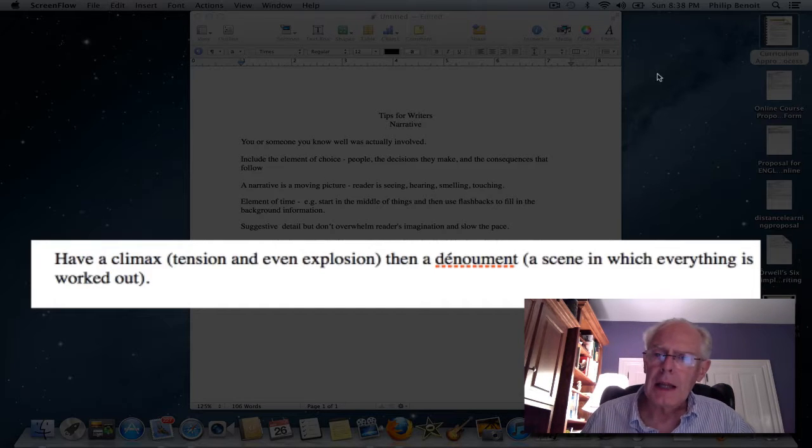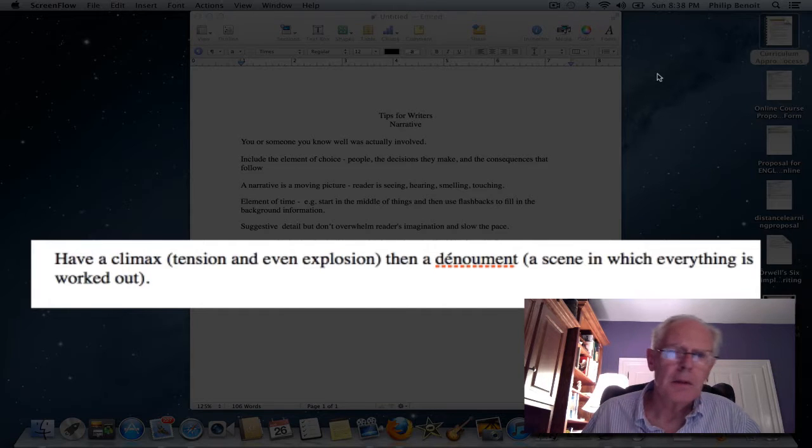And after you've done that, you want to come to the end of your narrative with something that resolves all of this thing, ties up all of the loose ends, and that's called a denouement. So think in terms of how you're going to tie it all together after you've kind of built the reader up through this series of episodes to an explosive kind of climax.